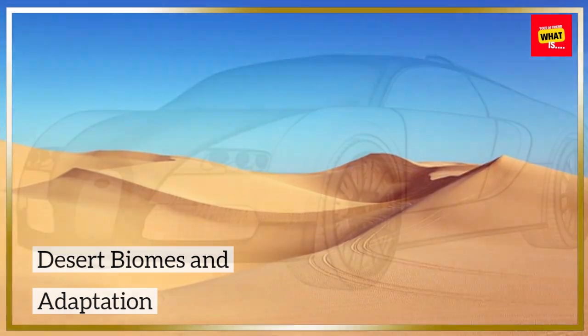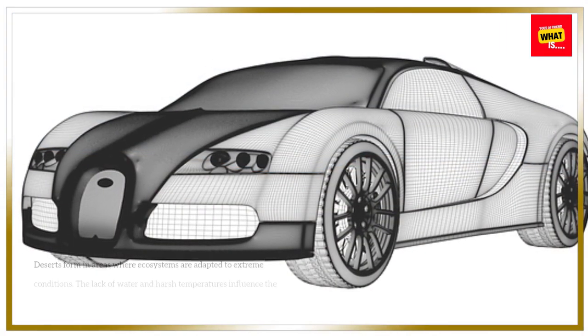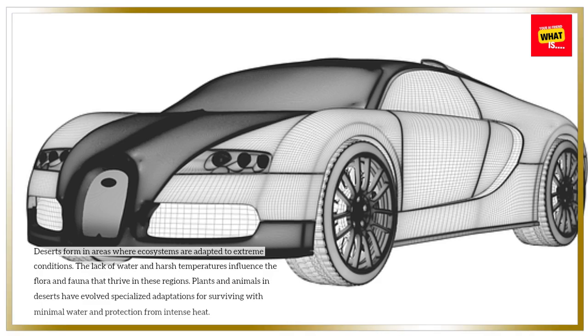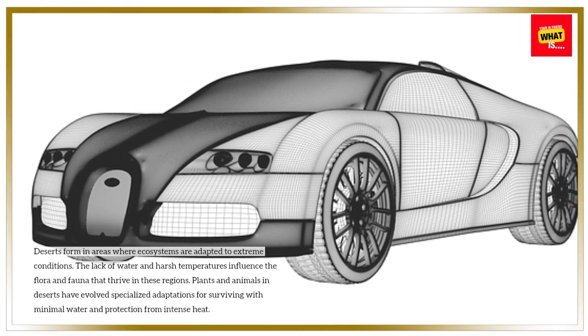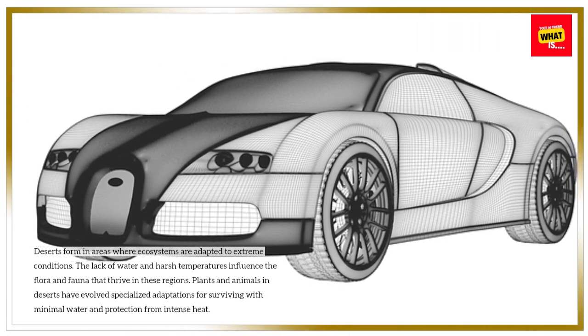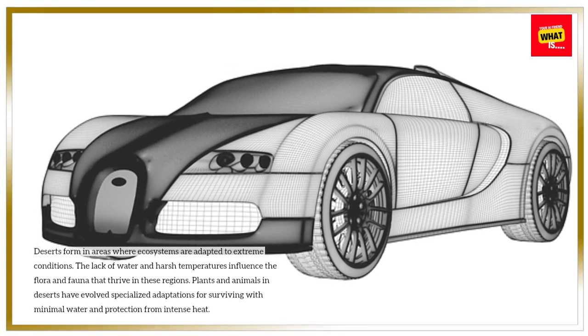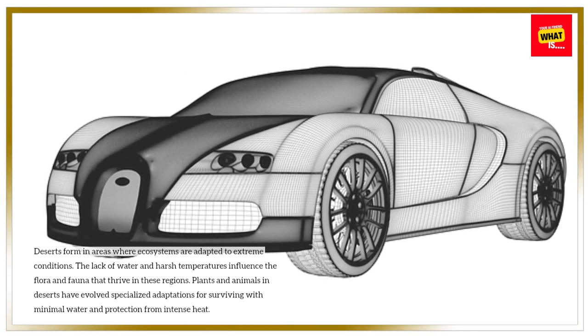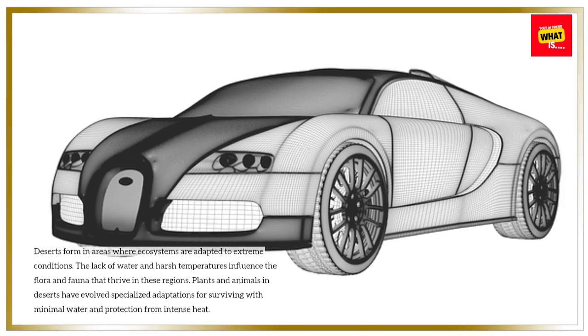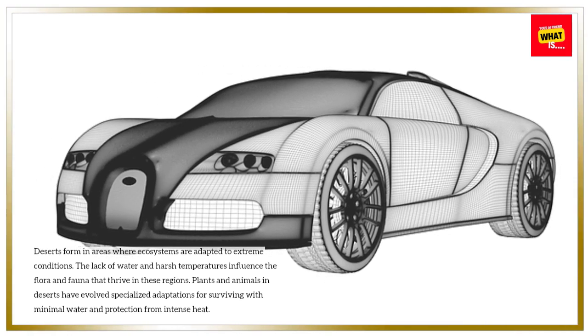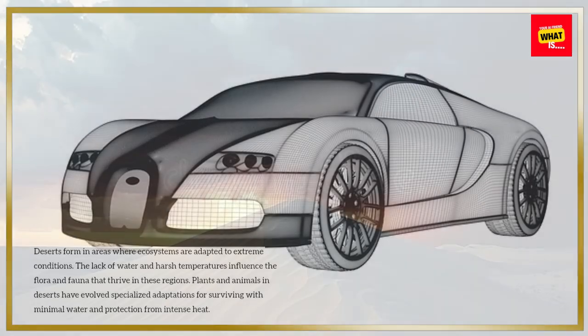Desert biomes and adaptation. Deserts form in areas where ecosystems are adapted to extreme conditions. The lack of water and harsh temperatures influence the flora and fauna that thrive in these regions. Plants and animals in deserts have evolved specialized adaptations for surviving with minimal water and protection from intense heat.